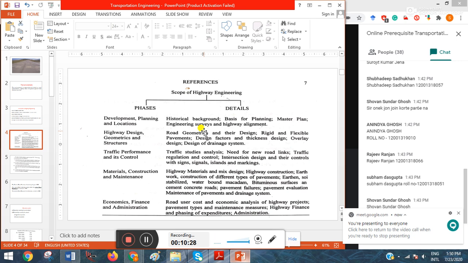Historical background is needed, basis for planning, master plan, engineering surveys and highway alignment. These are the things involved in development, planning and location. In case of highway design, geometrics and structures, what are the things involved? Road geometrics and their design, rigid and flexible pavements, design factors and thickness design, overlay design, design of drainage system.